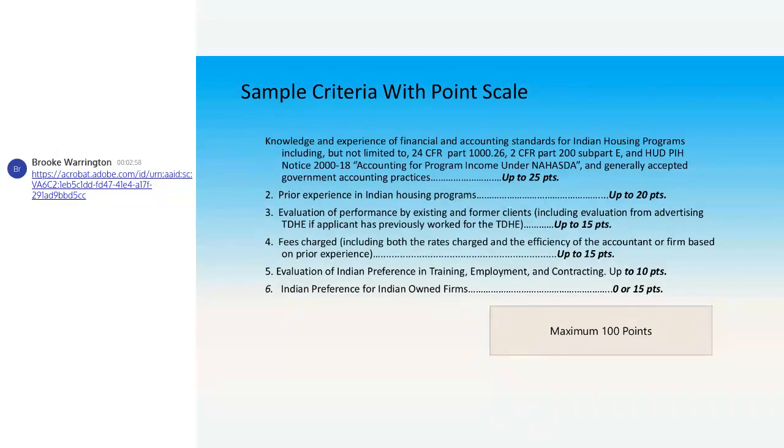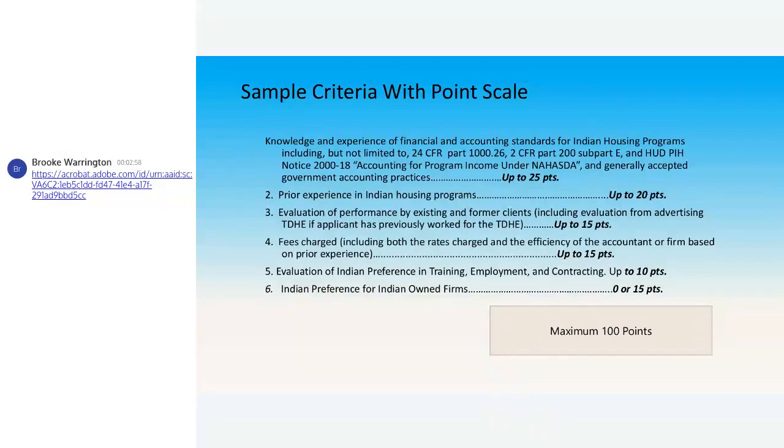This is the sample criteria with the point scale, okay? Knowledge and experience of financial and accounting standards for Indian housing programs. Not somebody that just audits public housing. Our rules are totally different, including but not limited to 24 CFR 1000.26, 2 CFR Part 200. Accounting for program income under NAHASDA. Generally accepted government accounting practices. We have to use GAAP.